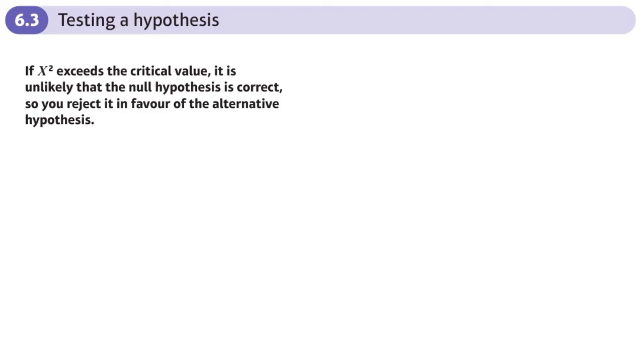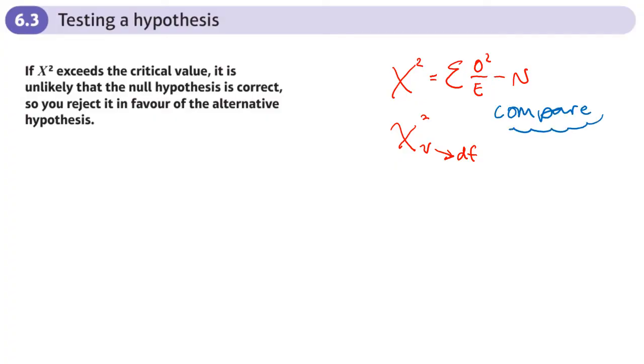This is the third section in the chi-squared test chapter, and we're going to be looking at testing a hypothesis. We now know how to work out a value of x squared. Remember, we said the easiest way to do it is like this, and we now know how to look up chi-squared from a table, remembering that that's the number of degrees of freedom. What we're going to be doing is comparing these two numbers.